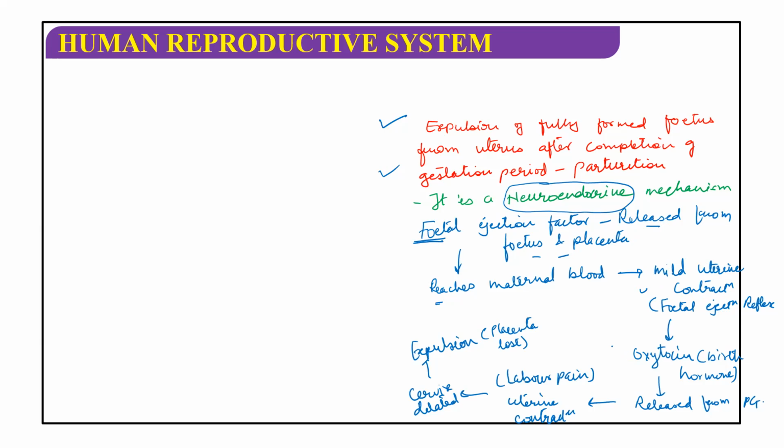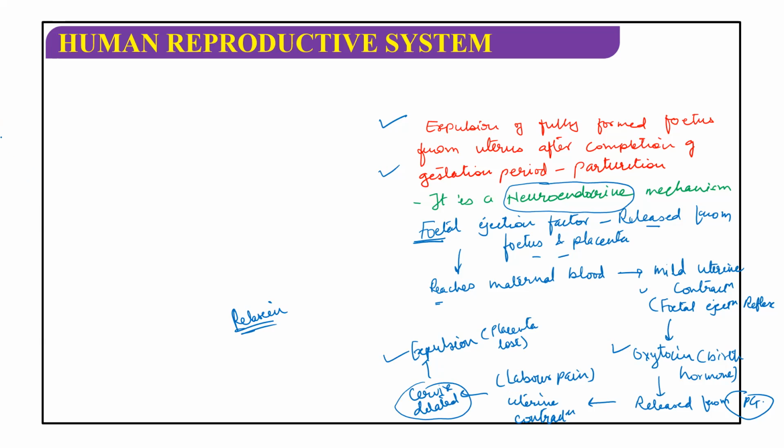The fetal ejection reflex releases oxytocin from the pituitary gland, and that gives a strong uterine contraction. So the cervix is dilated and there is an expulsion of the fetus. Along with this, there is the hormone relaxin, which is also very important in this process and helps to dilate the cervix as well. So in parturition, all these things are divided into 3 phases.